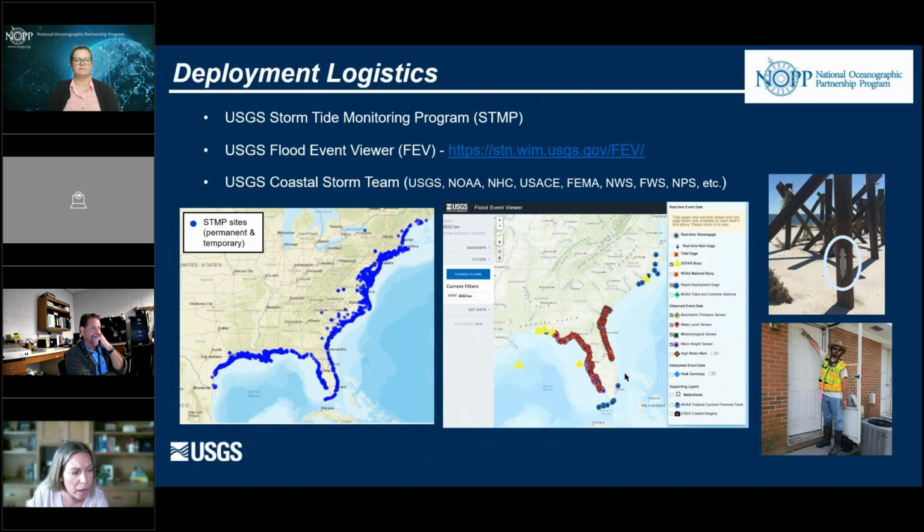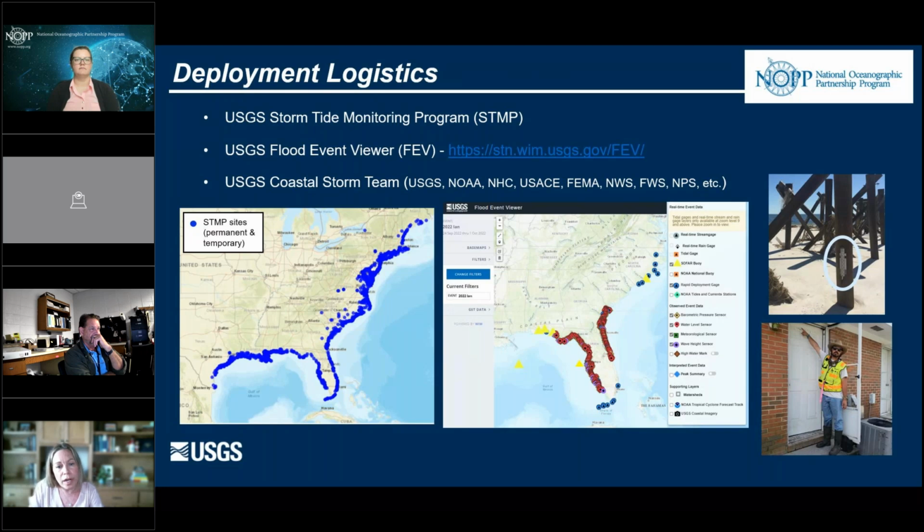The storm responses are coordinated virtually by the USGS Coastal Storm Team, which is activated as necessary when a storm is approaching the coast. It's a large multidisciplinary group. You can see all the federal partners that join the calls, as well as state emergency managers and academic partners. The goal of these calls is to coordinate and communicate the USGS response from a regional to a local scale, using well-established protocols and communication channels to facilitate smooth and safe deployments.